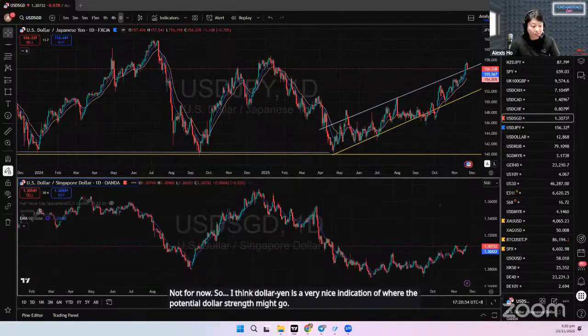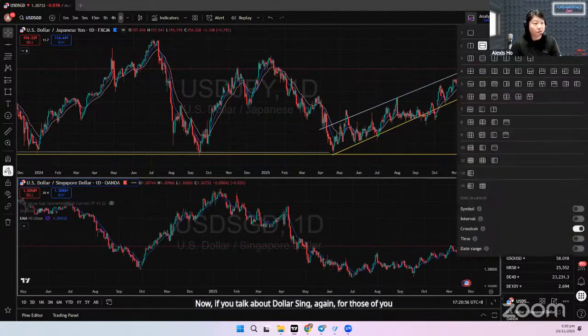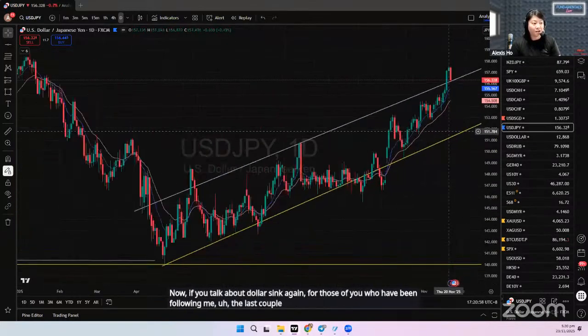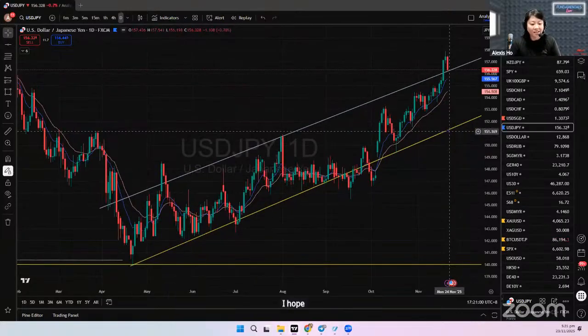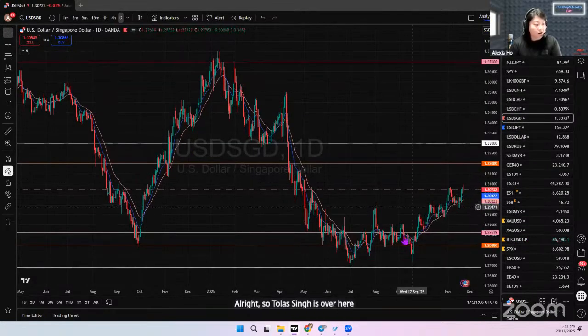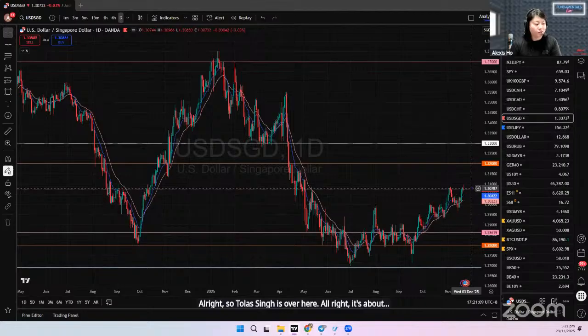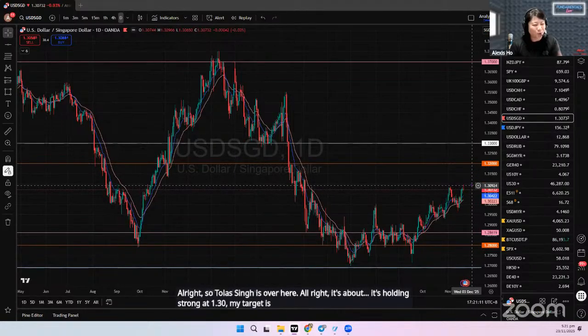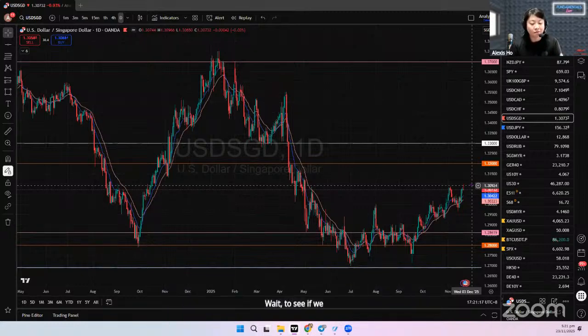Now, if we talk about dollar Sing again, for those of you who have been following me the last couple of months, I hope you have at least been conservatively riding the dollar Sing move. All right, so dollar Sing is over here. It's holding strong at 1.30. My target is about 1.32. I don't know if we'll reach there by the end of the year, so I would suggest take profits and let's wait to see if we can get in on those further retracements.